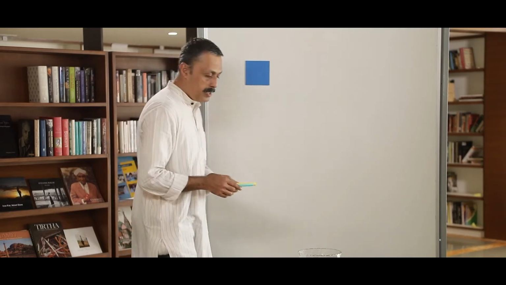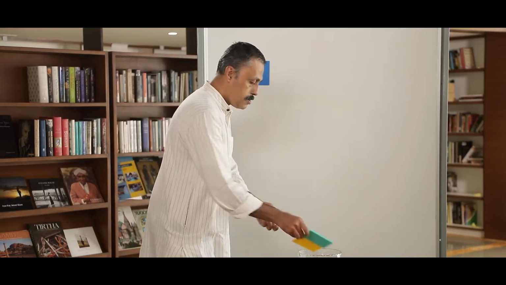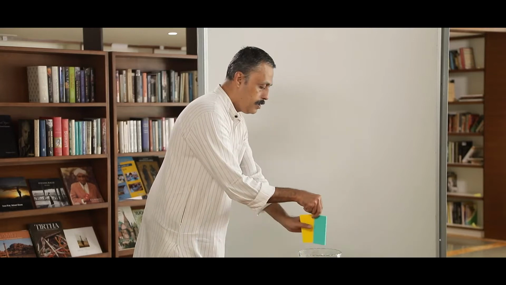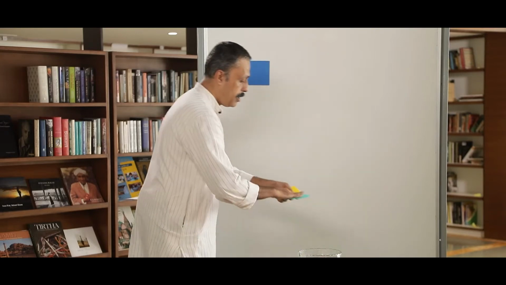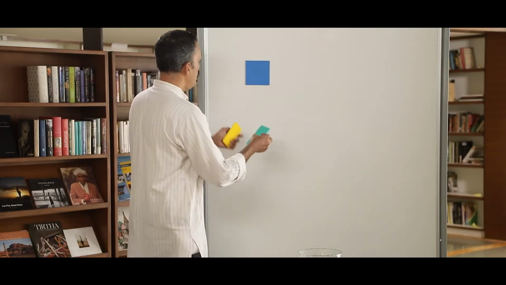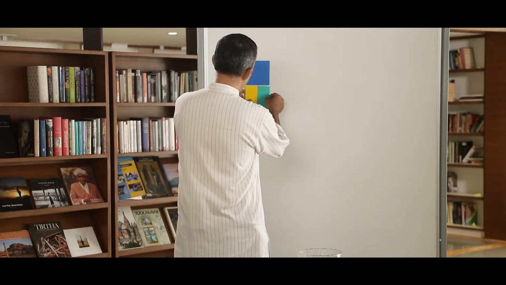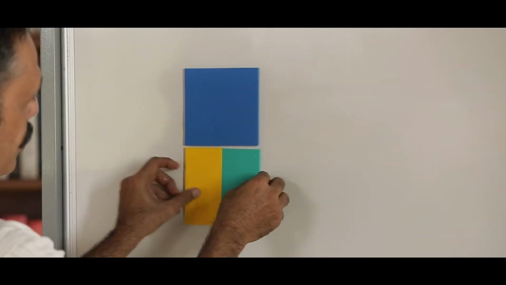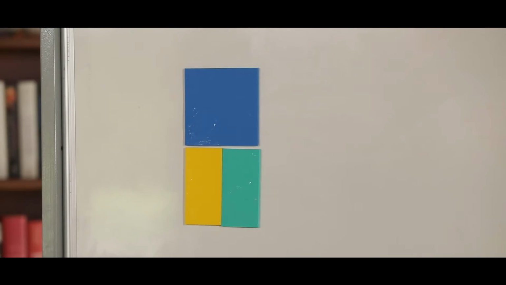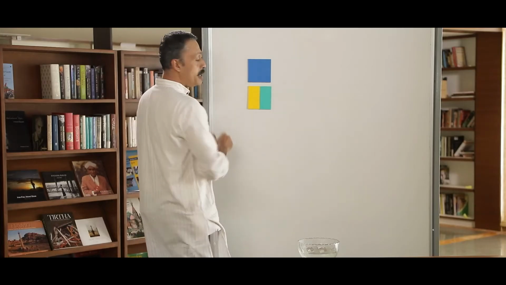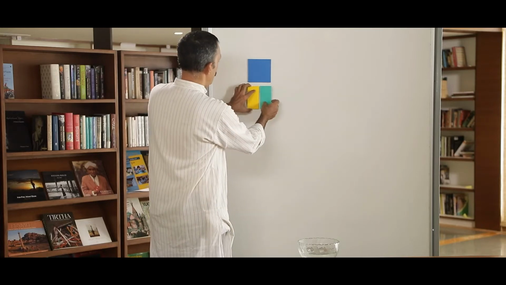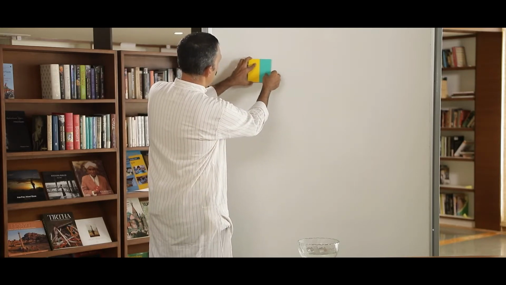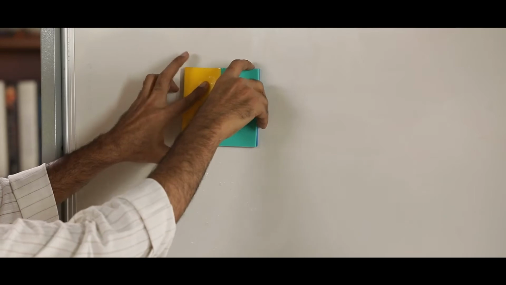This shape, I will now divide it into two equal parts. It is important to divide it into equal parts. Remember that. But how can you believe that these two halves are from the same object? Let us place these two on this one.